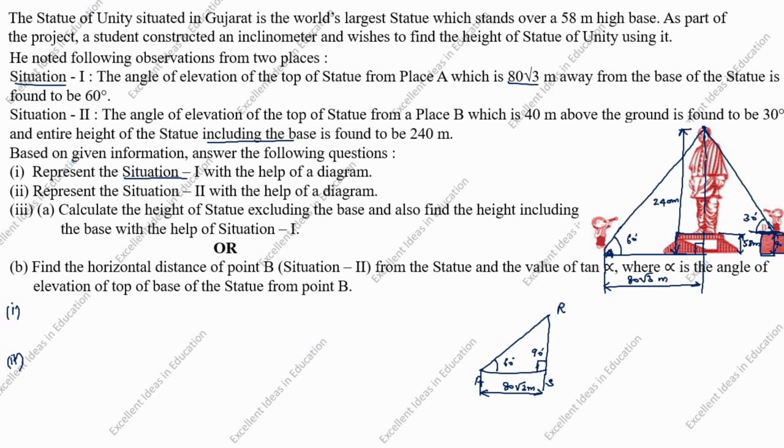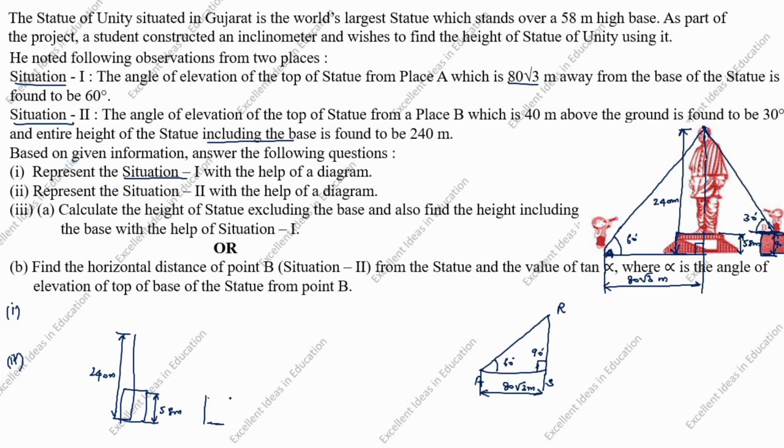Second question, represent the situation 2 with the help of a diagram. Situation 2 is this one, place B. So this is the place B, which is 40 meter above the ground. So you see, 40 meter above the ground is found to be 30 degree, and the entire height of the statue including the base is found to be 240 meter. Now we will draw the situation 2 drawing. The height of the statue is given as 240 meter. The base height is given as 58 meter.